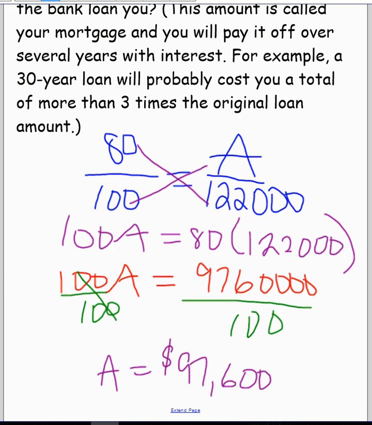So did you get $97,600? If not, again, check your work and see where your mistake went in. But this tells us that if we want a $122,000 home, we have to have approximately $25,000 to be able to put a down payment for the bank to loan us the rest.